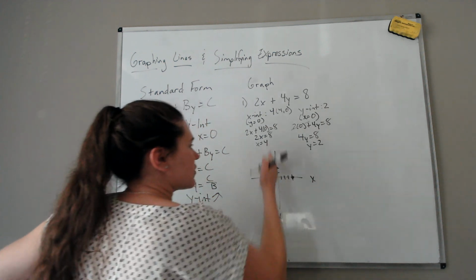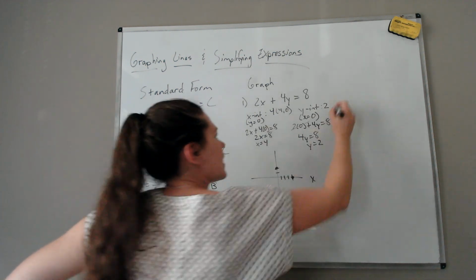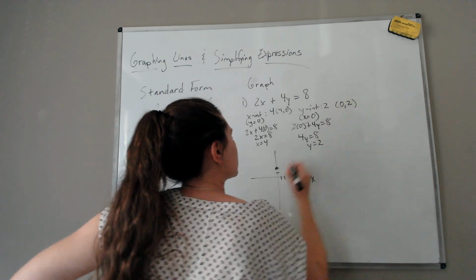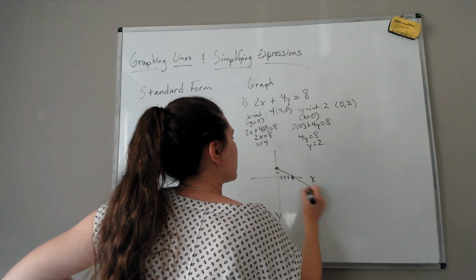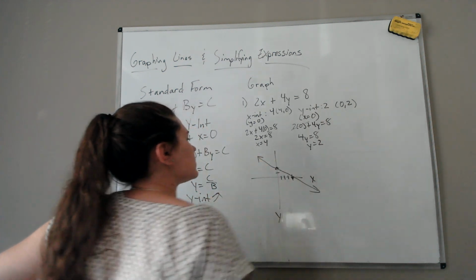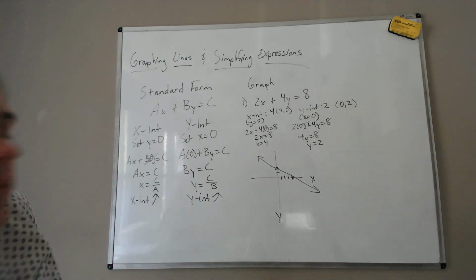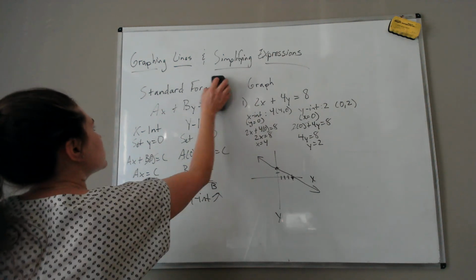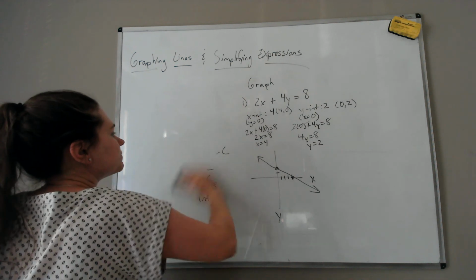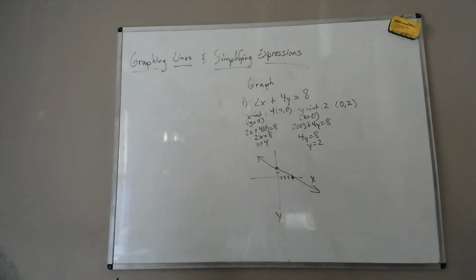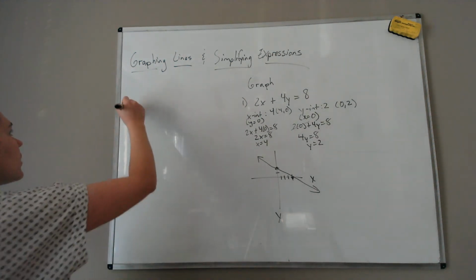The y-intercept is where you hit the y-axis. That's the same as the coordinate point 0, 2. So now, since they're distinct points, there you go. Quicker than trying to put this in slope-intercept form. Okay, number 2.